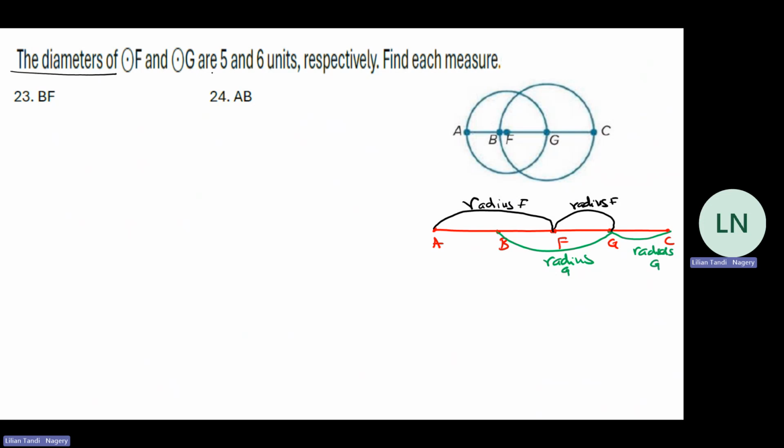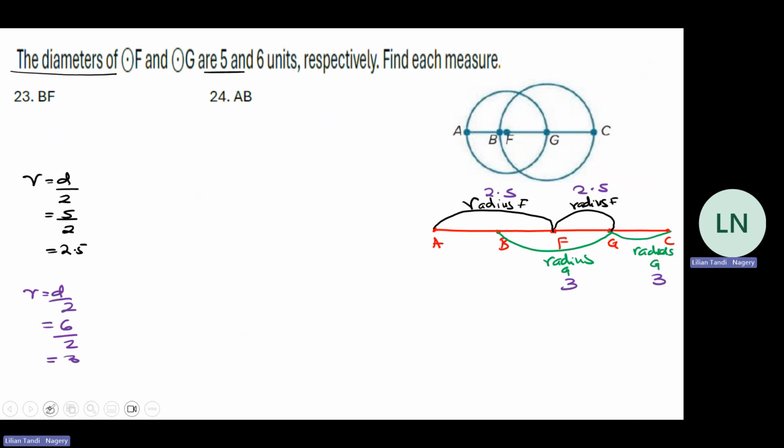Now, what do I know? I know the diameter of F is 5. To get the radius, radius equals diameter divided by 2. 5 divided by 2 is 2.5. So the radius AF is 2.5. So FG will be 2.5. Then the other one, radius equals diameter divided by 2. 6 divided by 2 is 3. Radius G is 3. So this one will also be 3.